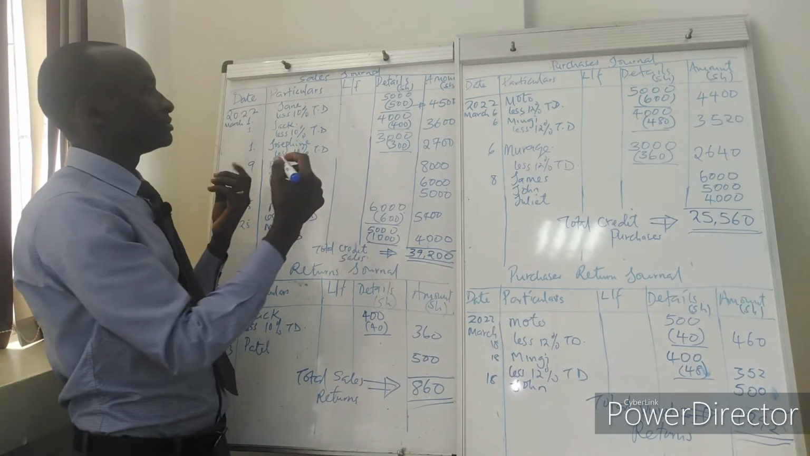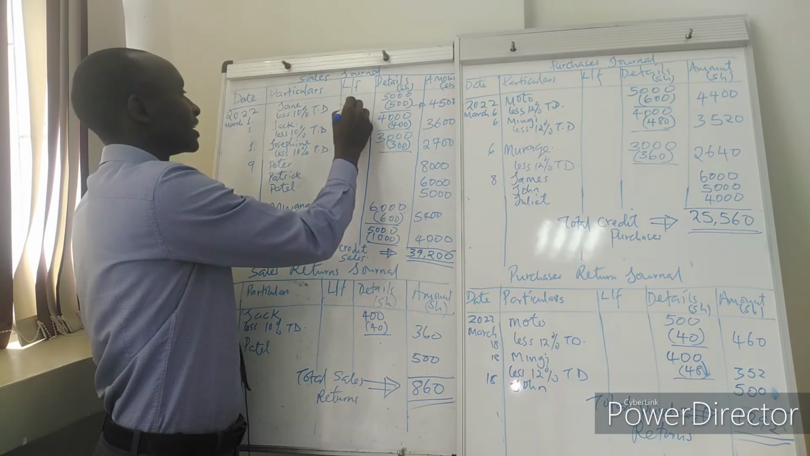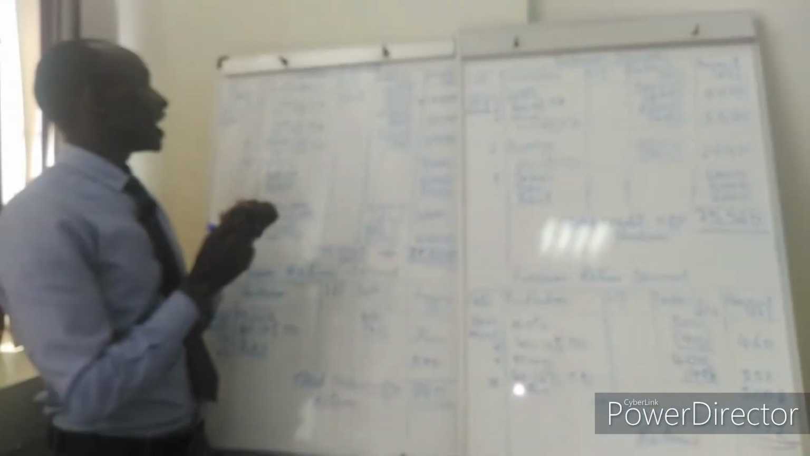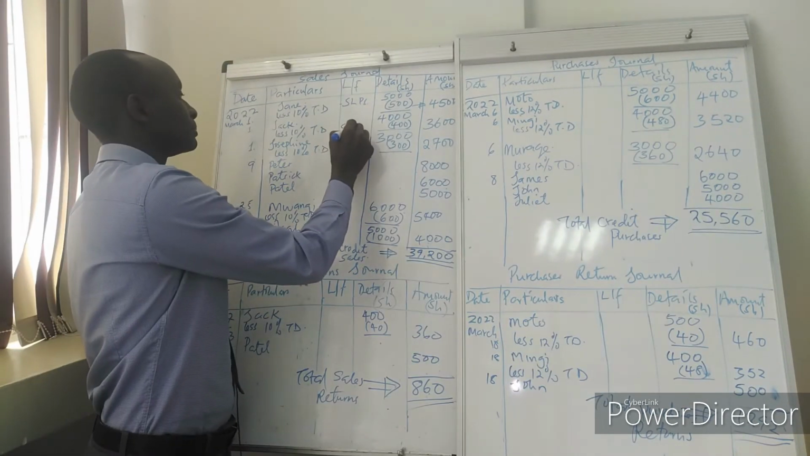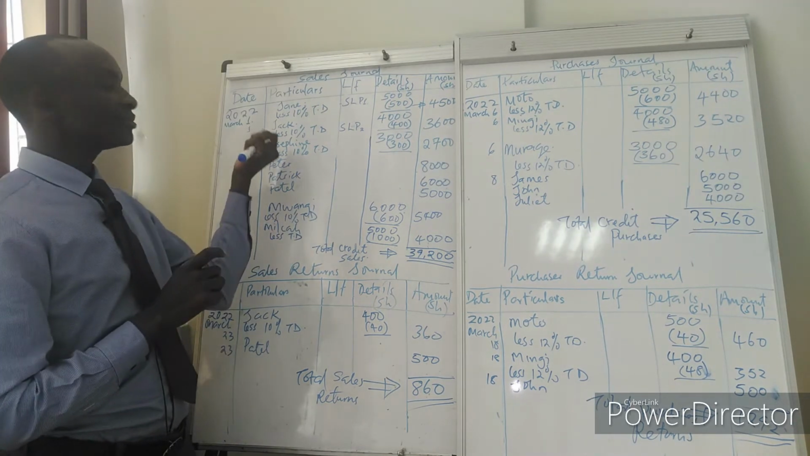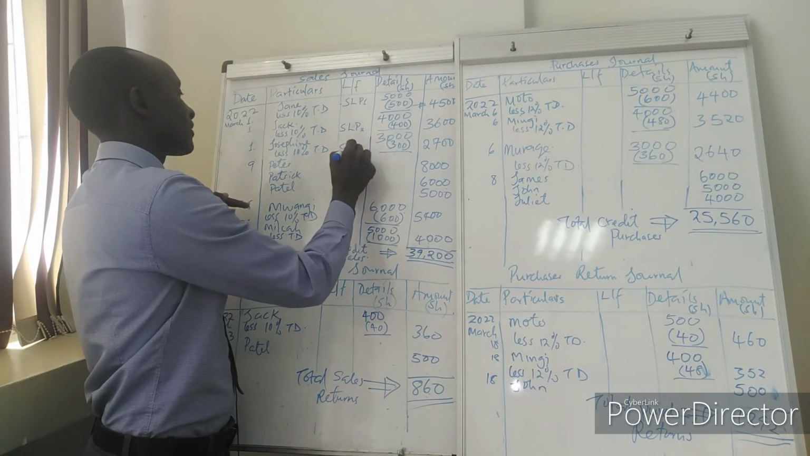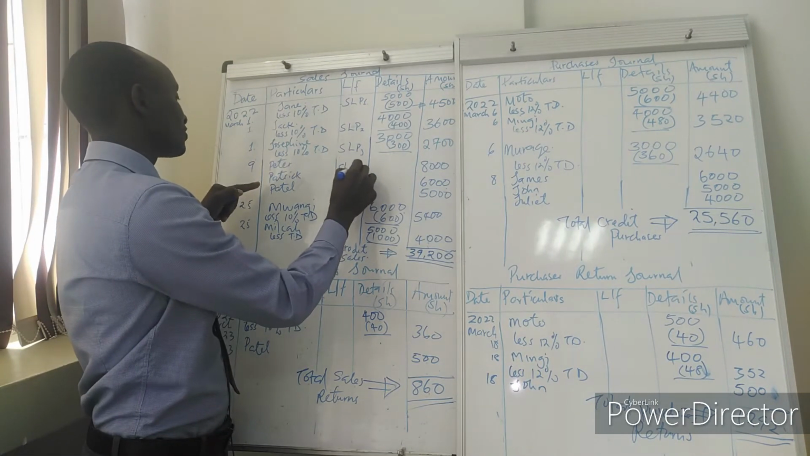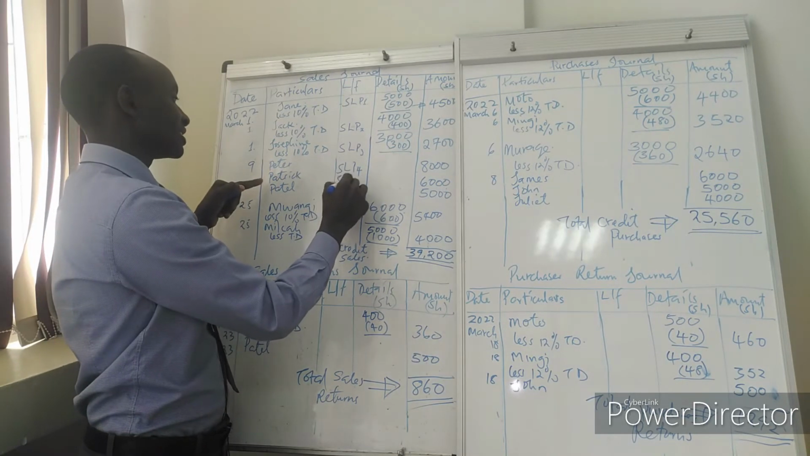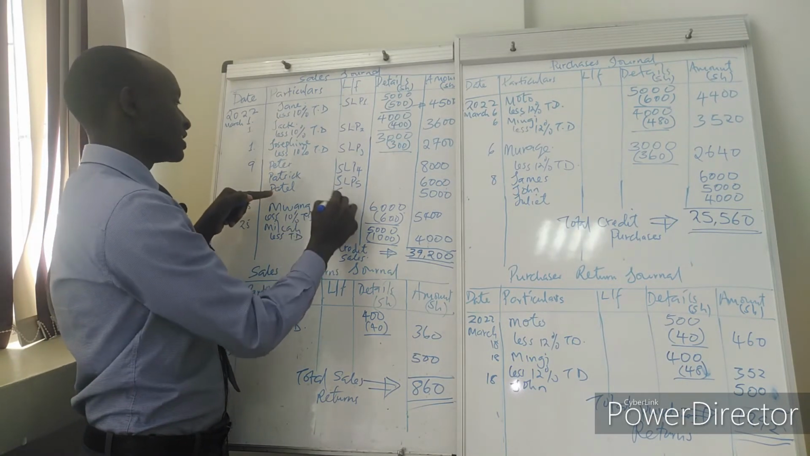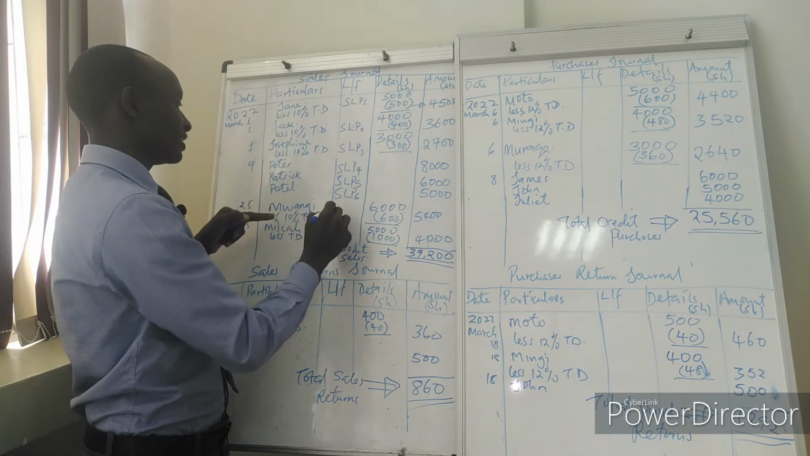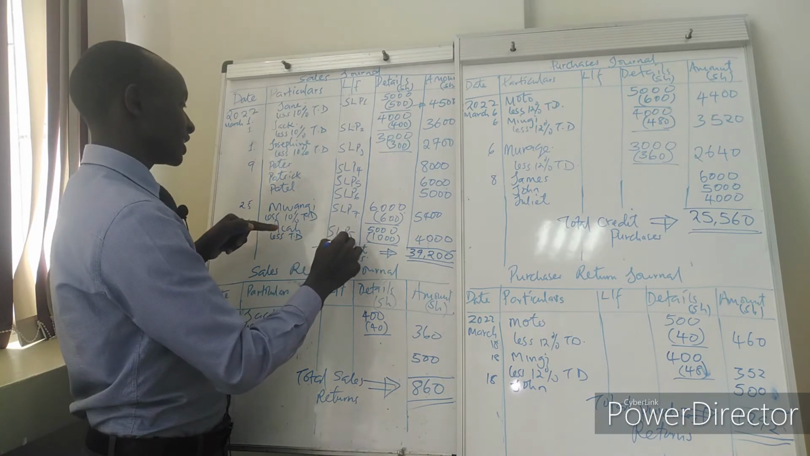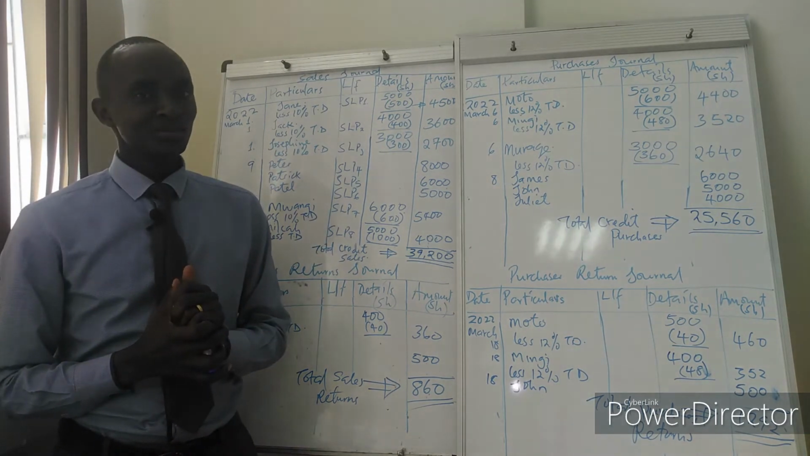Under sales ledger, page 1, we have an account of Jane. Under the sales ledger, page 2, we have account of Jack. Under sales ledger, page 3, we have account of Joseph. Sales ledger, page 4 for Peter. Sales ledger, page 5 for Patrick. Sales ledger, page 6 for Patel. Then sales ledger, page 7 for Mwangi. And then sales ledger, page 8 for Milka. I want to believe that is clear.